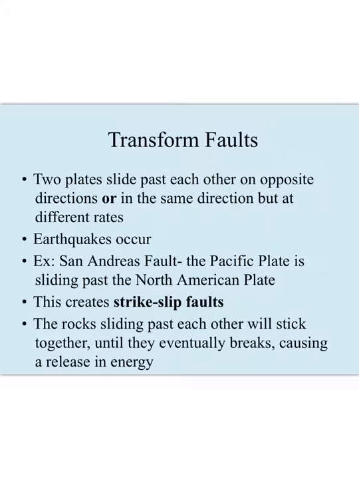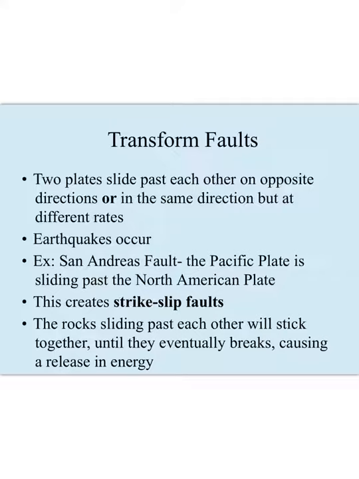At transform boundaries, we have, again, two plates sliding past each other in opposite directions, or they could go in the same direction, but one's moving faster. So think of cars traveling on a highway. If one car is moving faster than another car in the same direction, they'll still pass each other. Transform boundaries have a lot of earthquakes. A good example is the San Andreas Fault. This is where the Pacific plate is sliding past the North American plate.